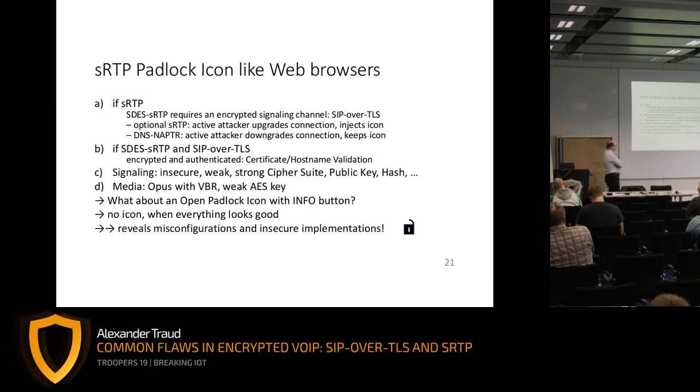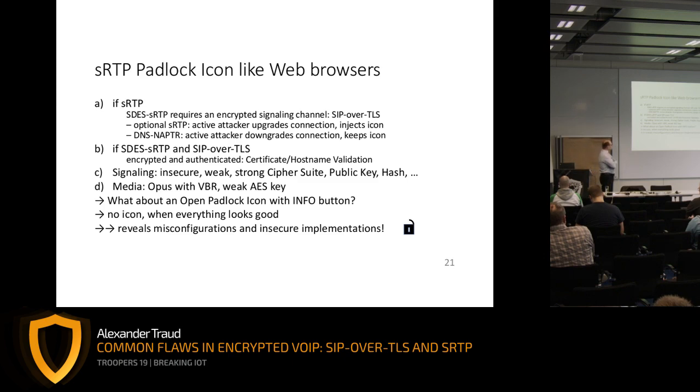So my proposal is here. What about an open padlock icon with an info button whenever you, as a manufacturer, are unsure if it's really encrypted? So that would help us, for example, with Opus and the variable bitrate. The other party can detect, oh yeah, they didn't do padding, they still do variable bitrate. Well, we have an RFC which describes that this is attackable. It might be attackable. So let's show an open padlock icon.